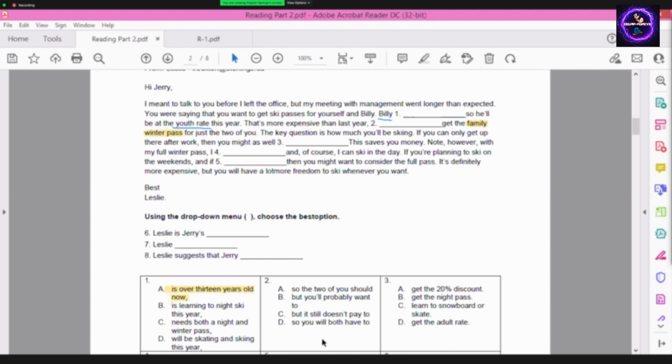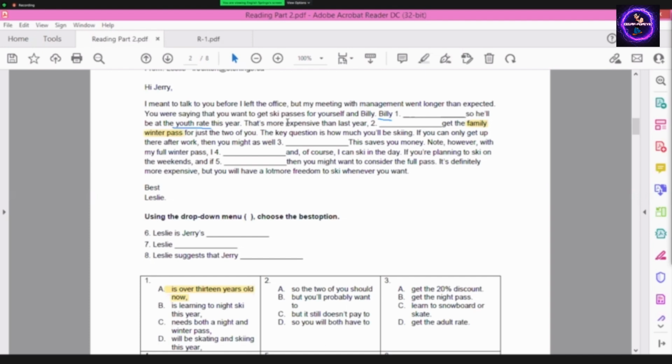We eliminate options on the basis of grammatical understanding, meaningful sentence. "But will not come" doesn't make sense. So that's more expensive than last year. So get the family pass. Family winter pass for just the two of you. So the two of you should get the family pass for just the two of you. So you both will have to get the family winter pass for just the two of you.